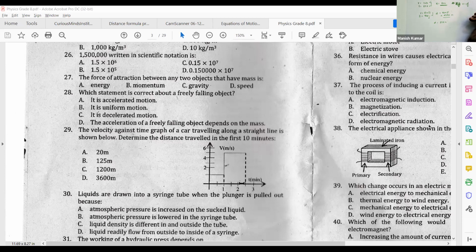Okay, the car stops. So it's not moving. So the answer should be 510. Another way to find the answer is that whenever you're drawing a velocity time graph, you can find the distance covered by finding the area under the graph.